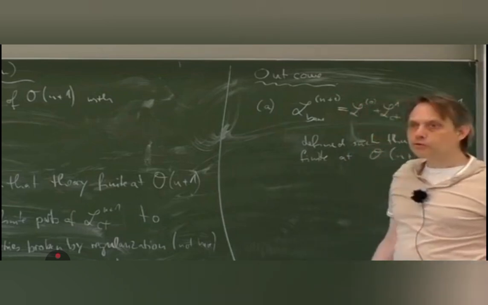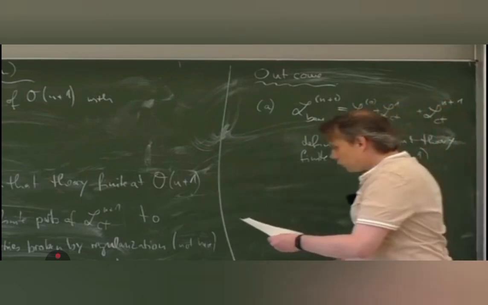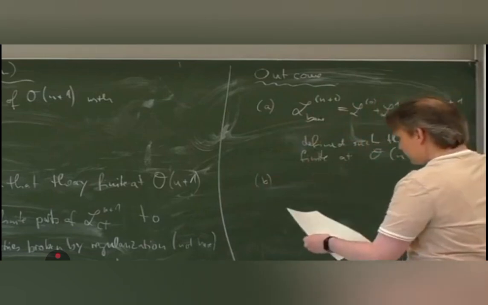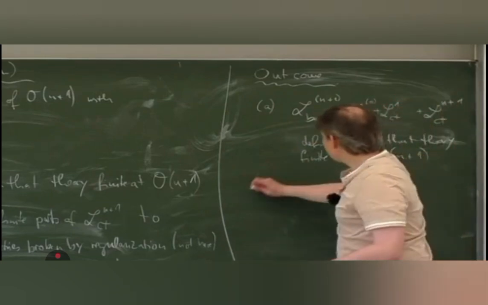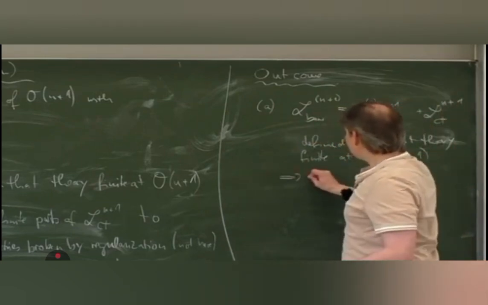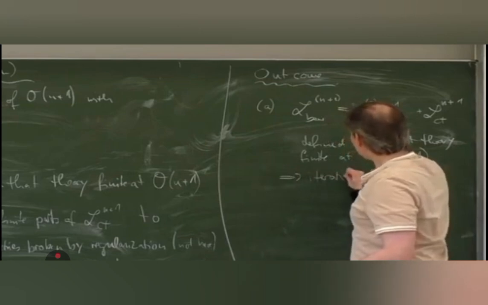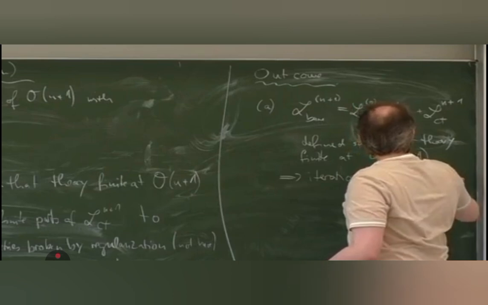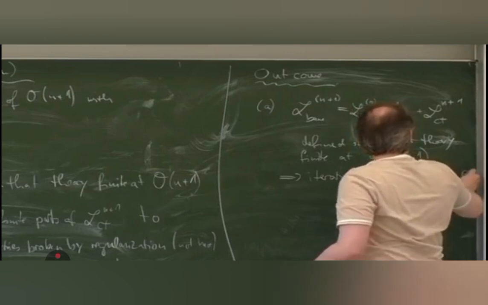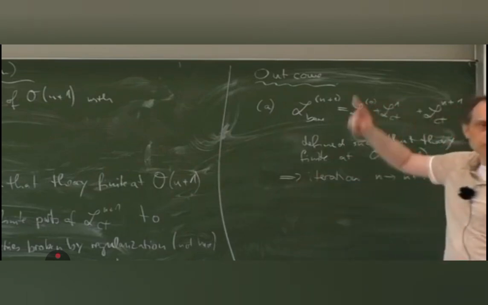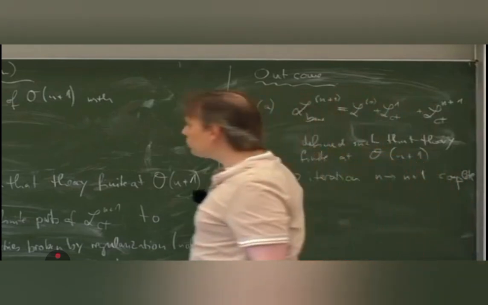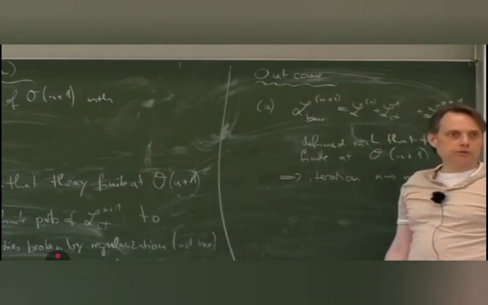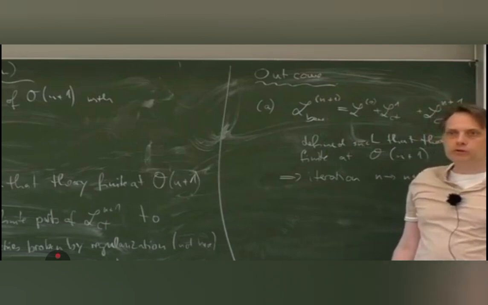Question? And this is basically saying that the iteration from n to n+1 is complete. So at this point we can go on and do the next loop level, and we know that we will succeed in renormalizing our theory at all loop orders.